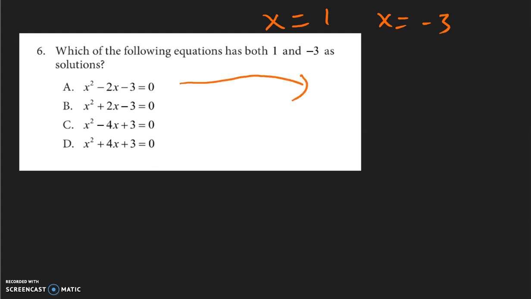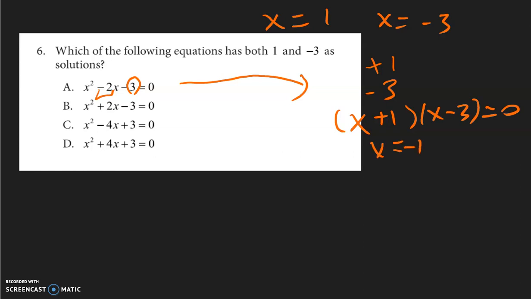So from this one, to factor this, we need to multiply to get to 3. So 1 times 3 is 3. And then to get to the negative 2 in the middle, the bigger number needs to be negative. So negative on the 3. Negative 3 plus 1 is negative 2. So that means for this answer choice, we get x plus 1 and x minus 3 equal to 0 as the factors, which tells you that x is equal to negative 1 and x equals positive 3, which is not what we want.